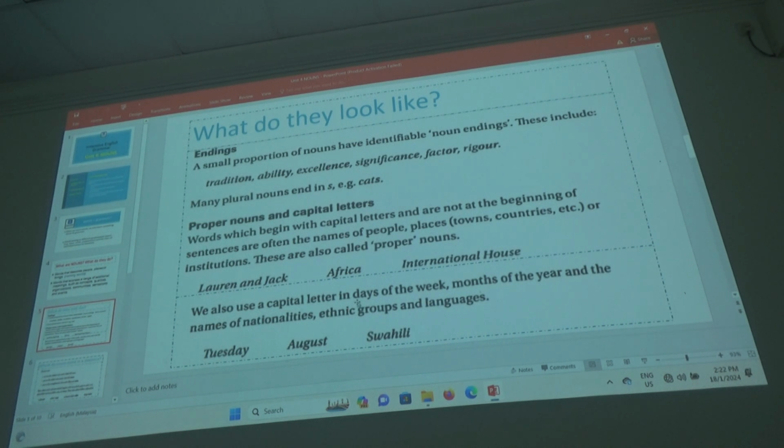We also use a capital letter in days of the week, months of the year, and the names of nationalities, ethnic groups, and languages, like Tuesday, August, Swahili. Swahili. Kenyans speak Swahili? Is that correct, Q? Yeah? Swahili. Alright? So that's the language spoken in Kenya.